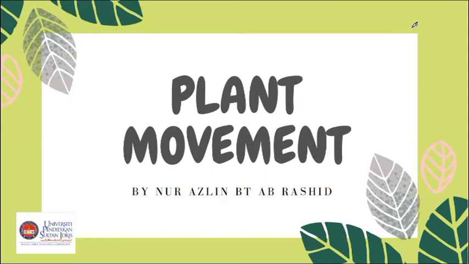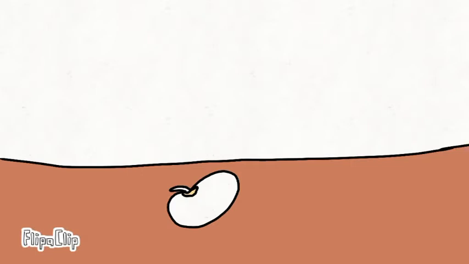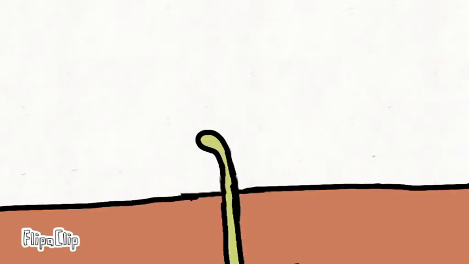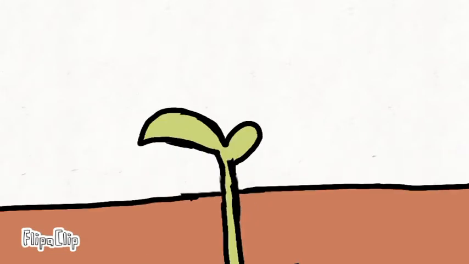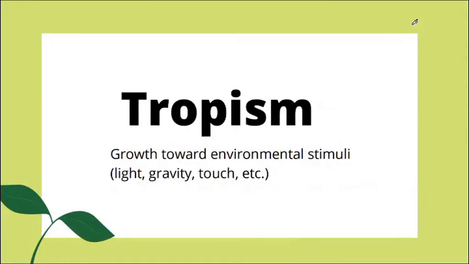This video will help you to understand plant movement. As we know, plants are immobile. Therefore, plants must adjust to a wide range of environmental circumstances. Plants respond to environmental stimuli through a combination of developmental and physiological mechanisms.